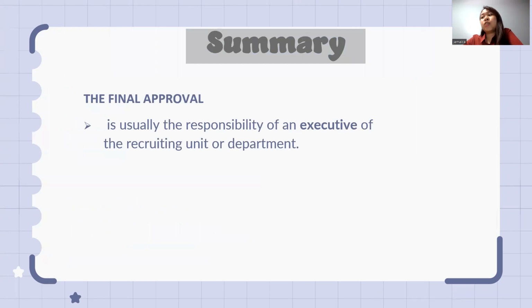In an organization, much of the recruitment process is left to the HR department. However, final approval is usually the responsibility of an executive of the recruitment unit or department. After approval, there are offer negotiation, induction, and onboarding stages. While it can be a lengthy process, a formalized selection process is a critical component of successful hiring.